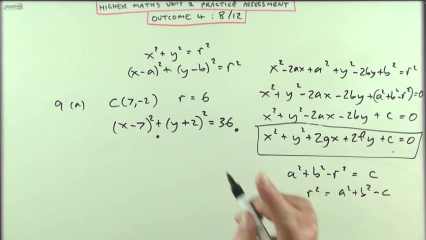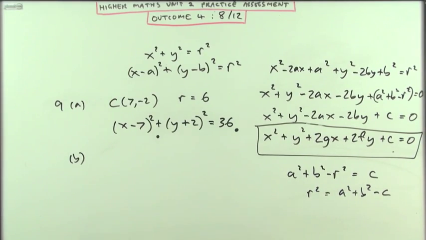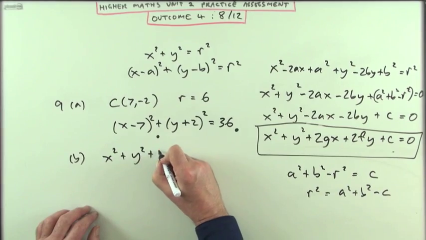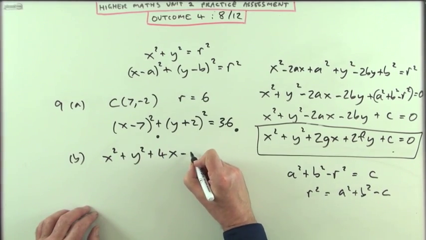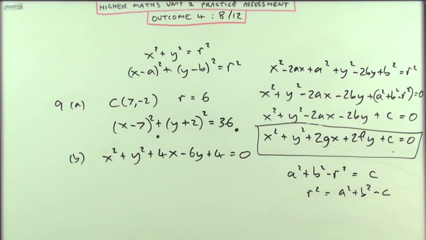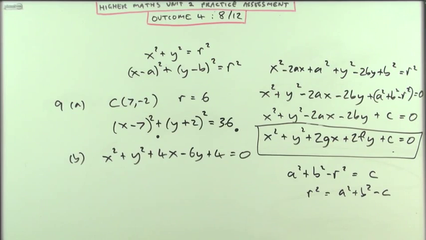So if I had, and this is what you'll get in part B for 2 marks, the equation of a circle in that form, the expanded form, x squared plus y squared, let's say plus 4x minus 6y plus 4 equals 0. Now it's only again 2 marks, one for getting the centre, one for getting the radius. Whether you think in terms of f's and g's or the original a's and b's doesn't matter, it's the statement of the final answer that counts.